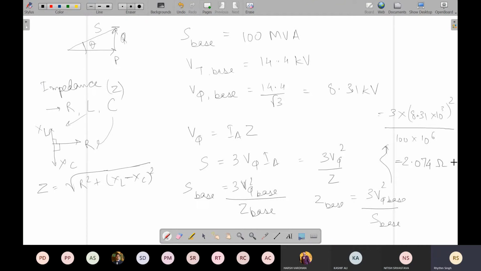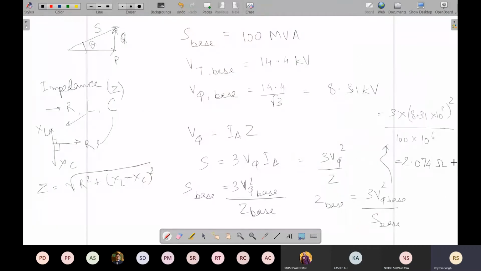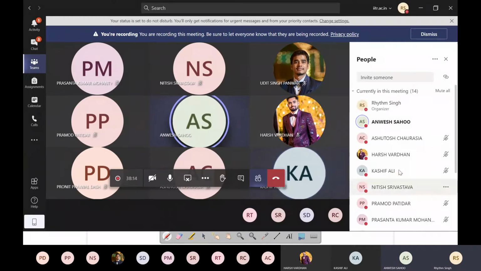So is this thing clear? Especially those from non-electrical background, please make sure, because this is again a very fundamental concept and this should be clear to everyone. If there is any confusion, please feel free to ask. Hello, sir. Anvesh. Yes, Anvesh, tell me. Sir, what is the difference between the base and phase?